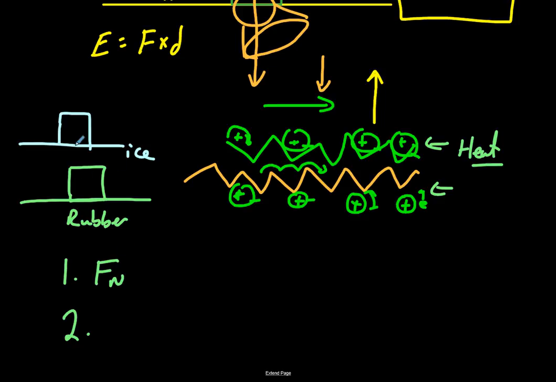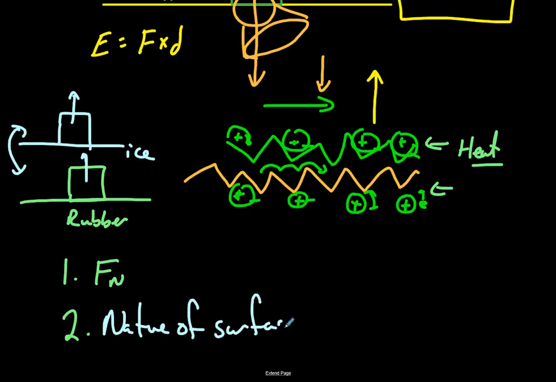So more weight in either situation causes that particular situation to have more friction. But comparing across different situations, the nature of the surfaces is important. So these are the two things that are going to affect how much friction we have in a given situation. And now the other thing that we said we were going to address was this kinetic versus static friction.